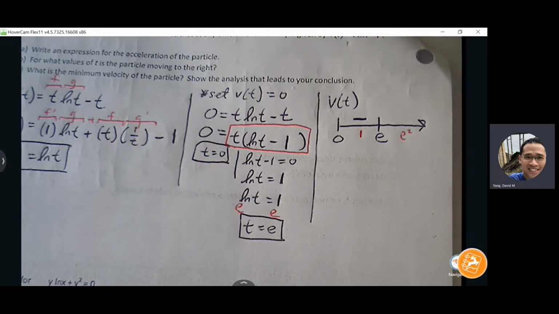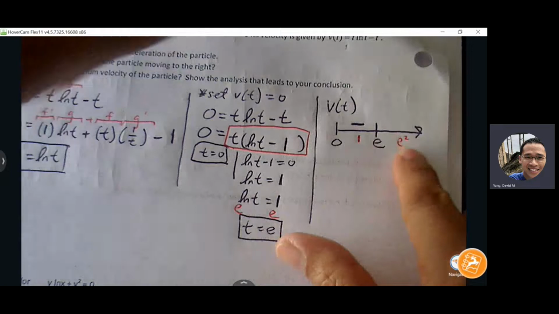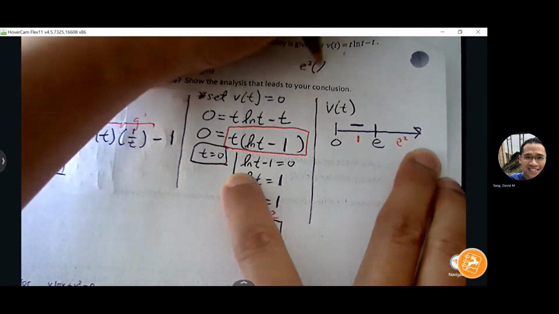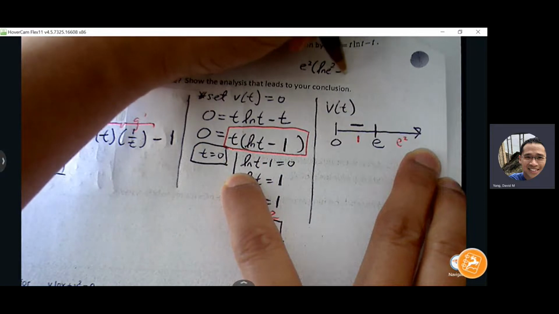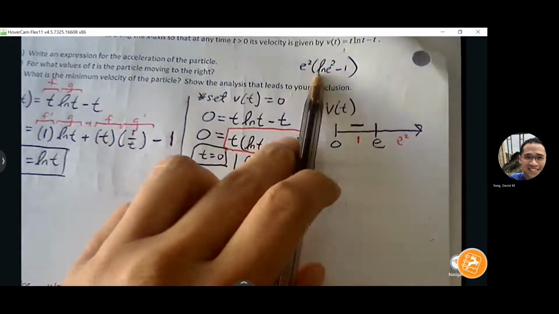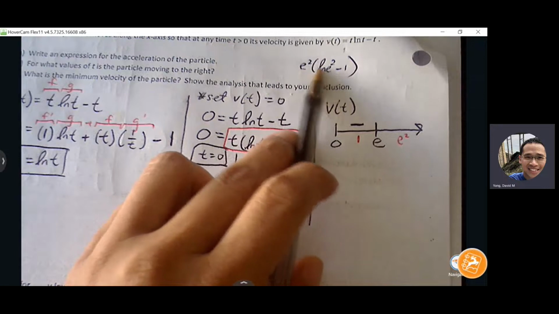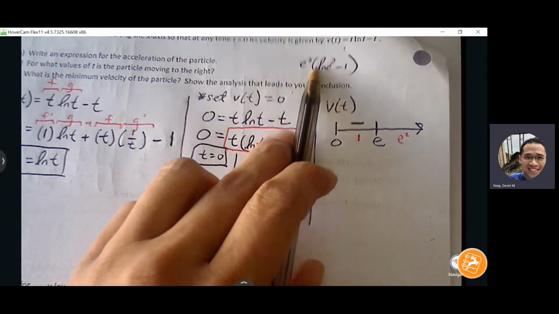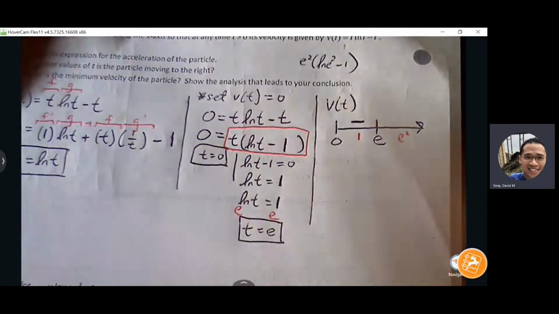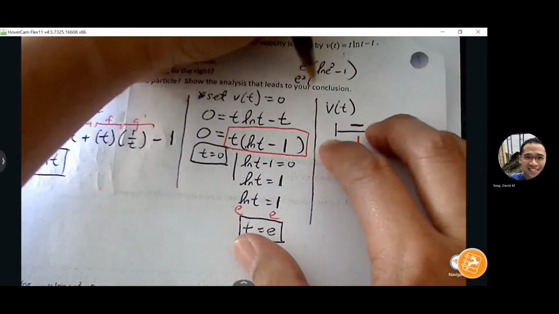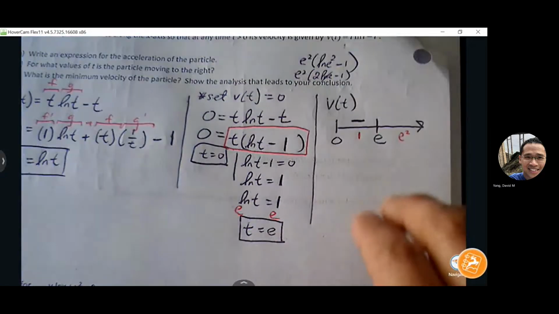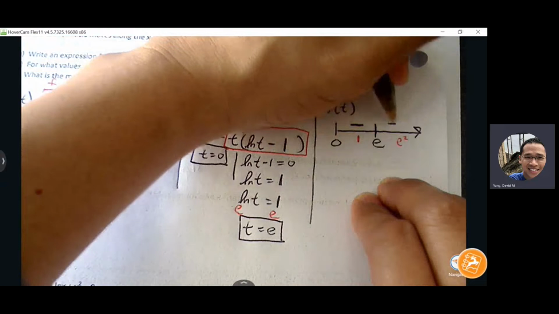Okay, I can choose e squared or 3. Let me plug in using e squared here. So I get e squared times natural log of e squared minus 1. The nice thing with natural log of e squared is that they cancel each other out. This just drops down to be 2. So e squared is positive, and then 2 minus 1 is also positive. So positive times positive is positive.